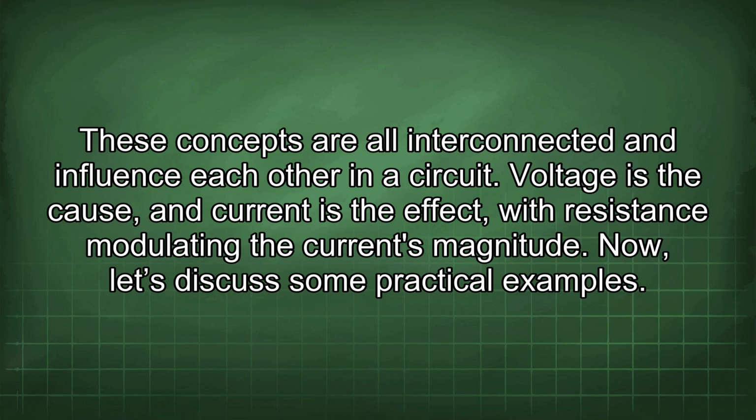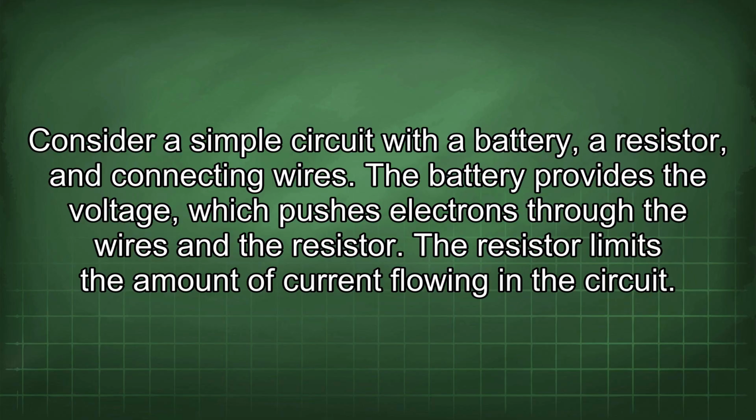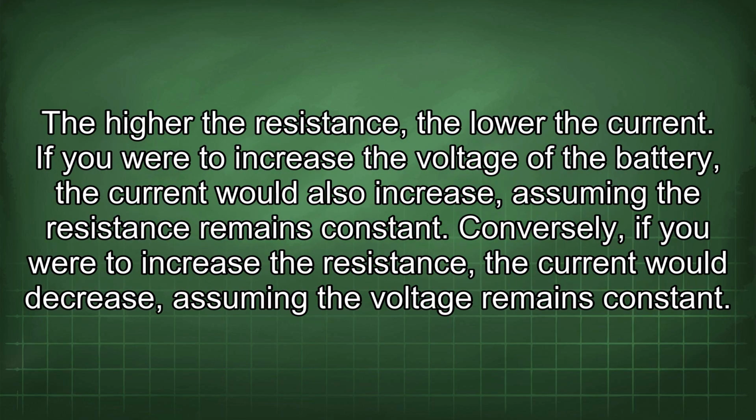Now let's discuss some practical examples. Consider a simple circuit with a battery, a resistor, and connecting wires. The battery provides the voltage, which pushes electrons through the wires and the resistor. The resistor limits the amount of current flowing in the circuit. The higher the resistance, the lower the current.